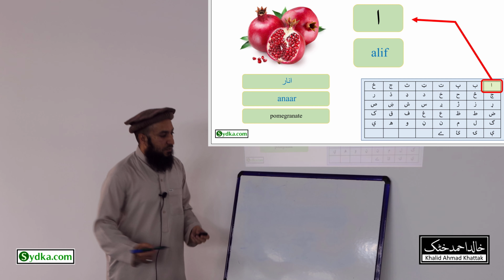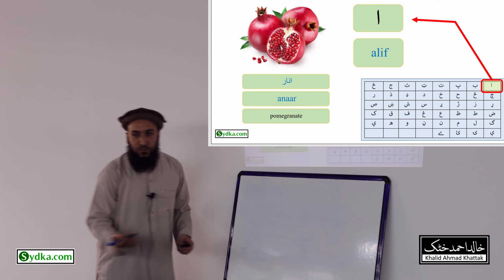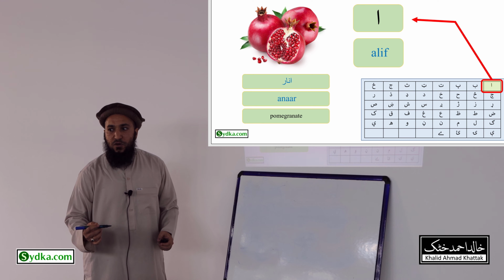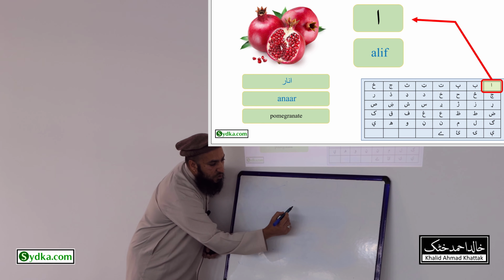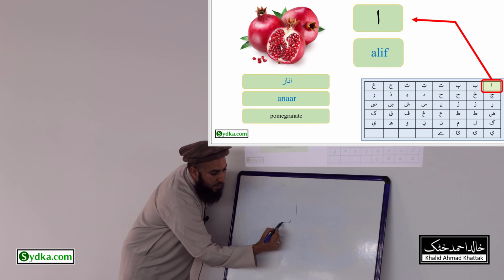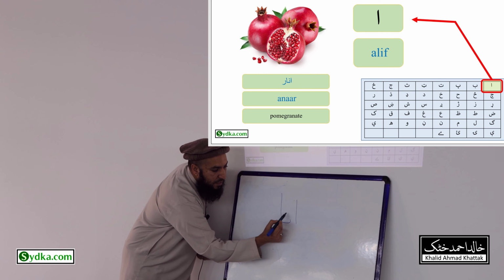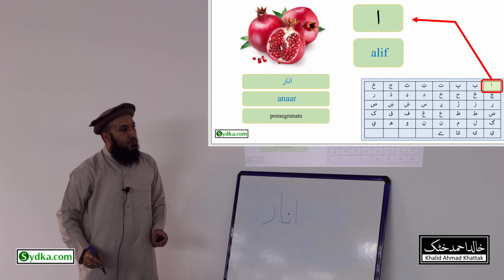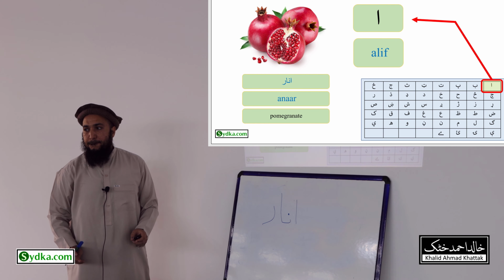And how it is written. So written, have you got pen and paper, everyone? Yeah, whoever has got one, they can try. So the first one, you try alif like this, okay? Then noon, connect with alif and dot, and then re. So that's how you write anar, okay?